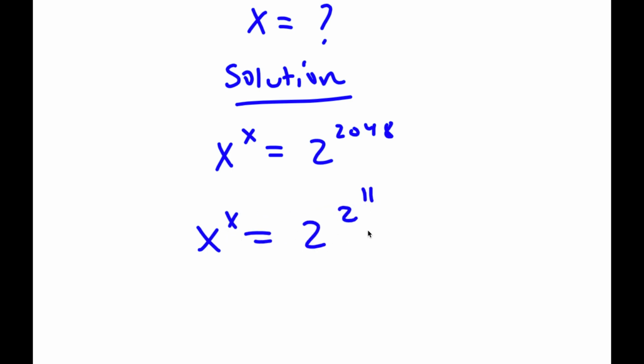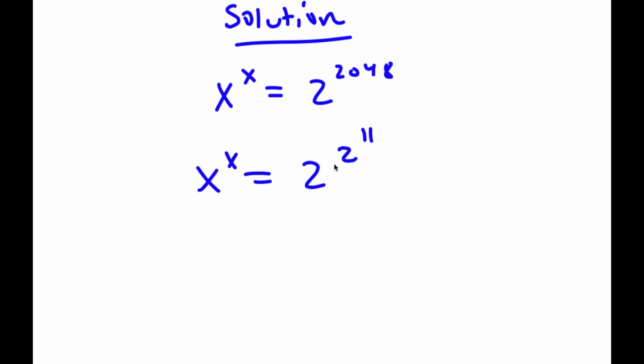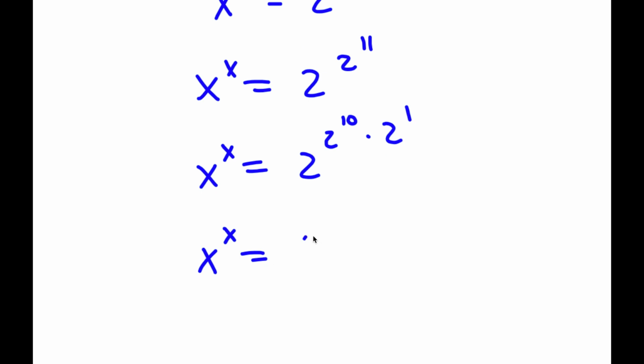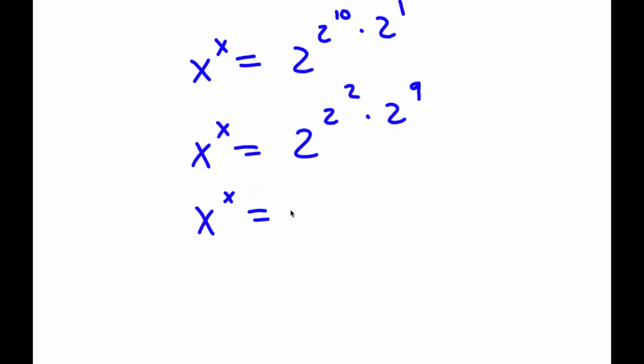So now I have x to the power of x is equal to 2 to the power of 2 to the power of 11. Now 2 to the power of 11, that's the same thing as 2 to the power of 10 times 2 to the power of 1. And that's also the same thing as 2 to the power of 2 times 2 to the power of 9, which is the same thing as 2 to the power of 2 to the power of 3 times 2 to the power of 8.